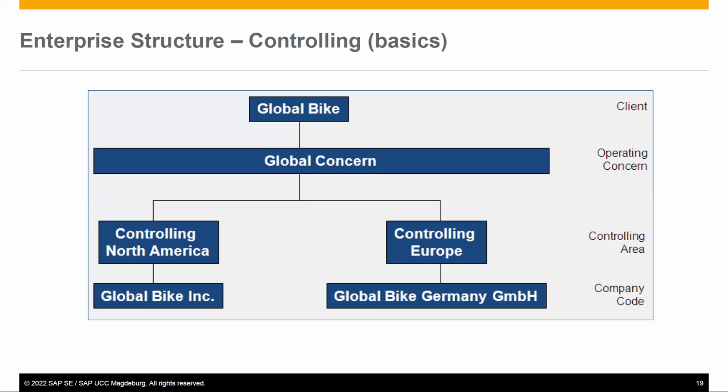So we have four organizational data in controlling. The client is by default, then operating concern, controlling area, and then we have a company code. We do have a business area as well. I think they didn't mention it here, but we do have a business area as well, and that business area is also part of controlling.